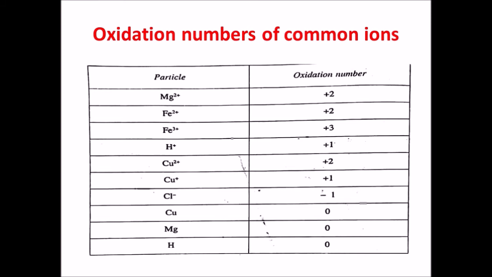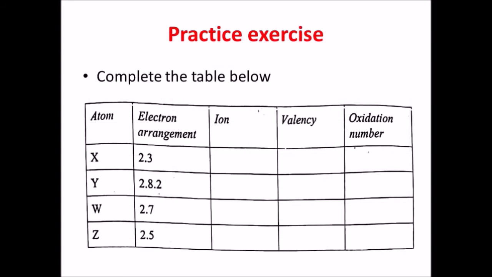Magnesium 2 has valency 2 and oxidation number of 2. But when you go down where we have magnesium, which is not an ion, with no charge, the oxidation number is 0. So you can pause the video at this moment and then try completing the table.